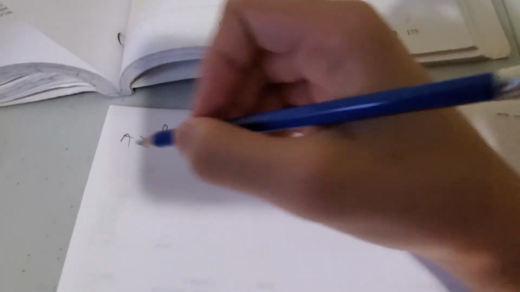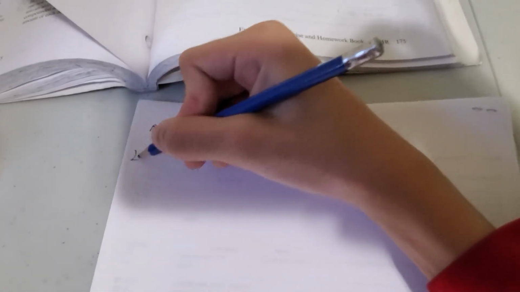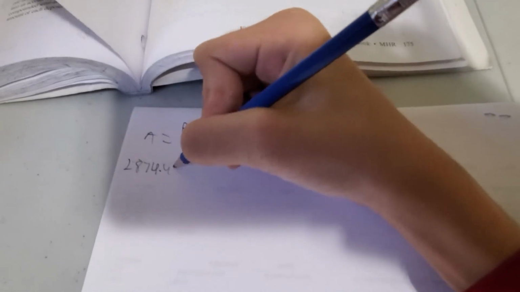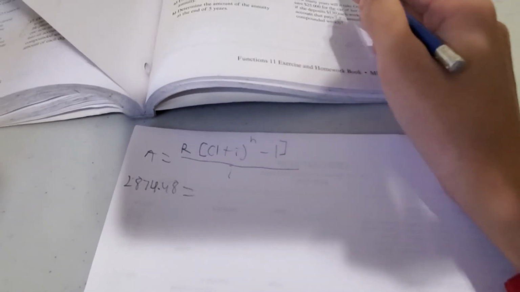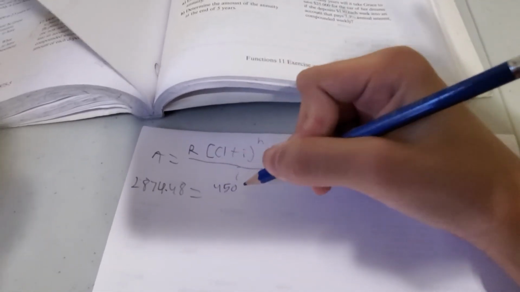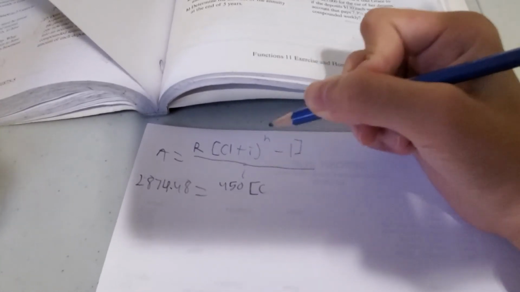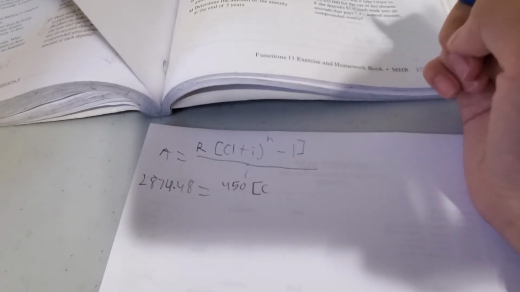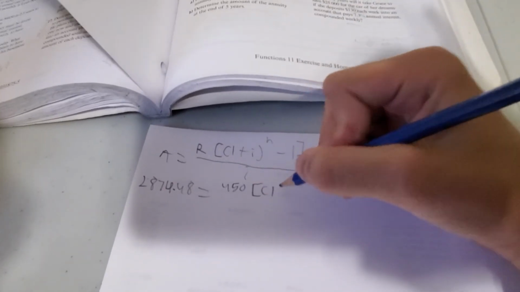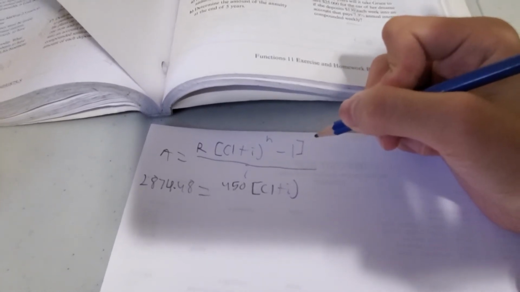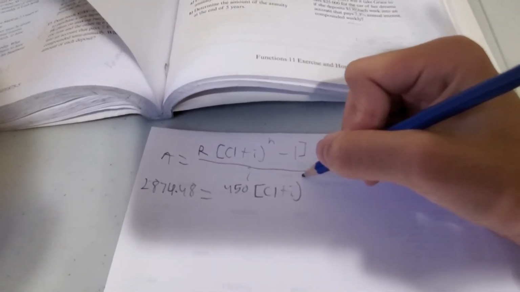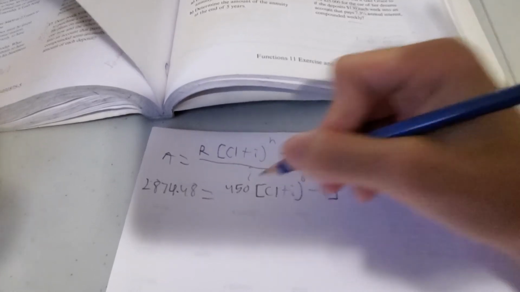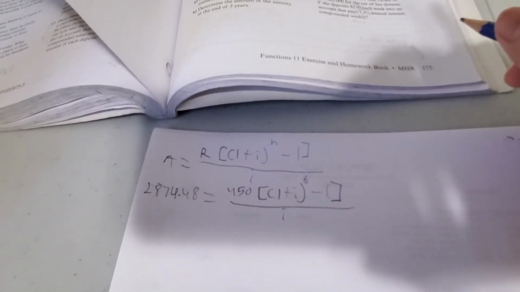So let's substitute all our values here. A is the total, which we know in the question is $2,874.48. So $2,874.48 equals R, the regular payment, which is 450, times (1 plus I), where I is the rate we're trying to figure out, to the power of n. n is the number of periods, which is 6, because there are 6 quarterly periods in 1.5 years. So it's to the power of 6 minus 1, divided by I, which we're trying to figure out.